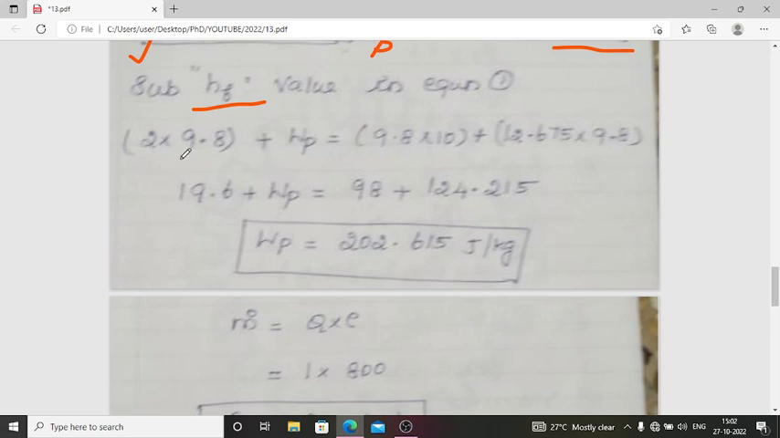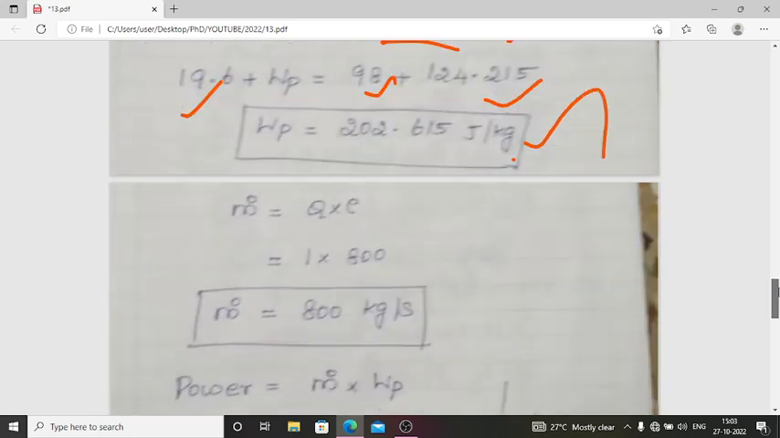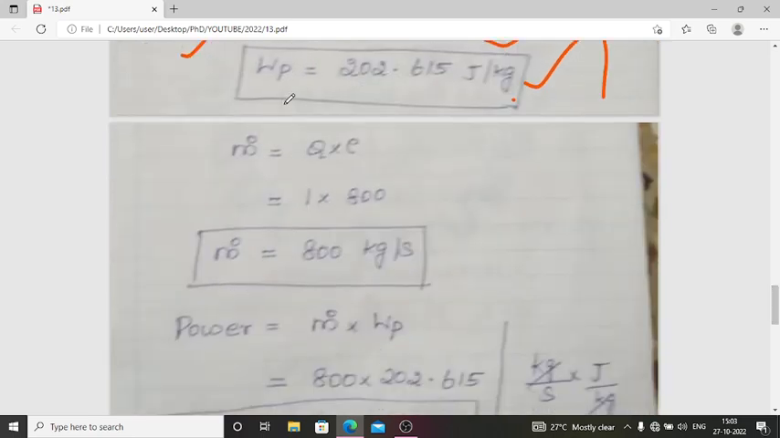So here 2 into 9.8, that is 19.6, plus WP is equal to the RHS side, 9.8 into 10, that is 98, plus the HF value, 12.675, this value, times 9.8 G. So multiply these two, 124.215. From this, find out the WP. WP is equal to 202.615 joule per kg. Already I said WP units are pump work per unit mass of fluid, joule per kg. So now the WP value is known.